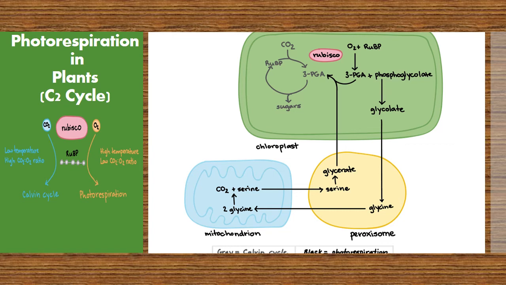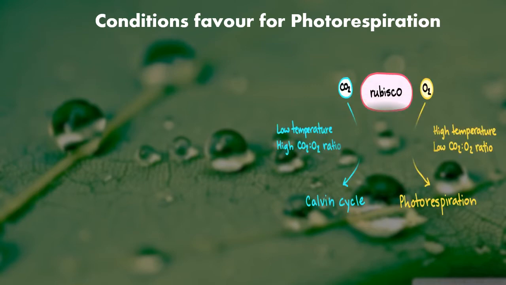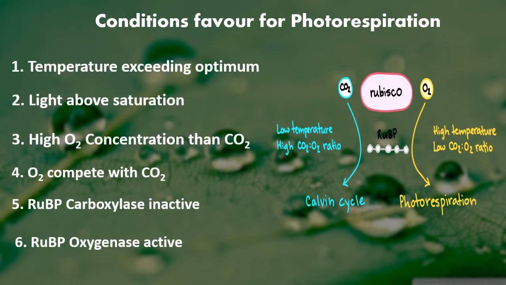This video is about photorespiration in plants, which is also known as C2 cycle. So there are certain conditions which favor the photorespiration process. Let's see what those conditions are. First, whenever the temperature exceeds the optimum, that is, higher temperature. Next, the light is above saturation. And the next condition is a higher oxygen concentration than carbon dioxide concentration.